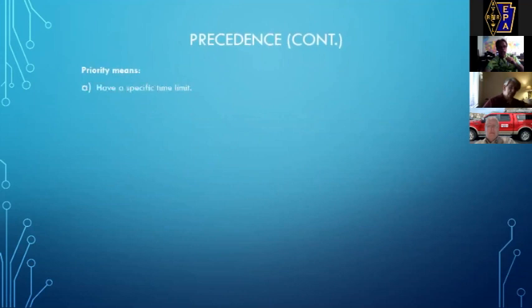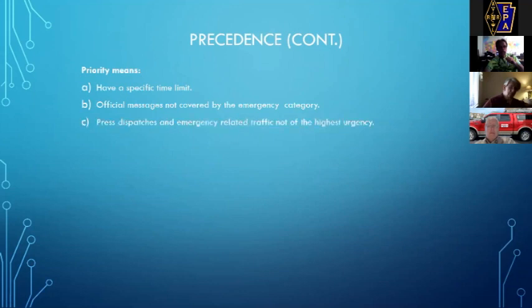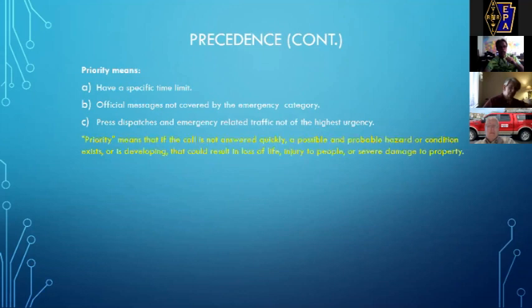Priority messages are messages that have a specific time limit. They're official messages that are not covered by the emergency category. This could be press dispatches, emergency-related traffic, not of the highest urgency. Priority means that if the call is not answered quickly, a possible or probable hazard or condition exists or is developing that could result in the loss of life, injury to people, or severe damage to property. Easiest way to remember it is if it's going to be damage to property, it's a priority message.